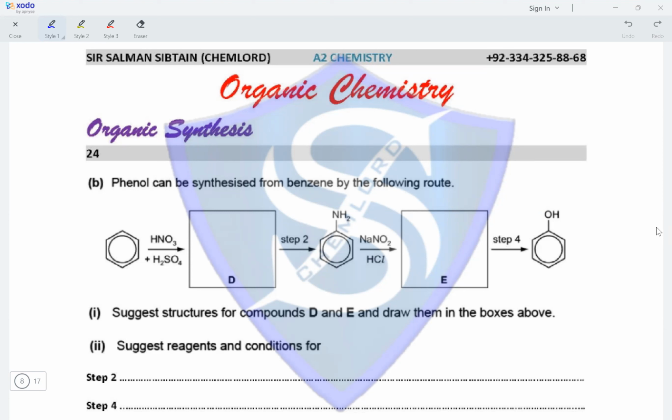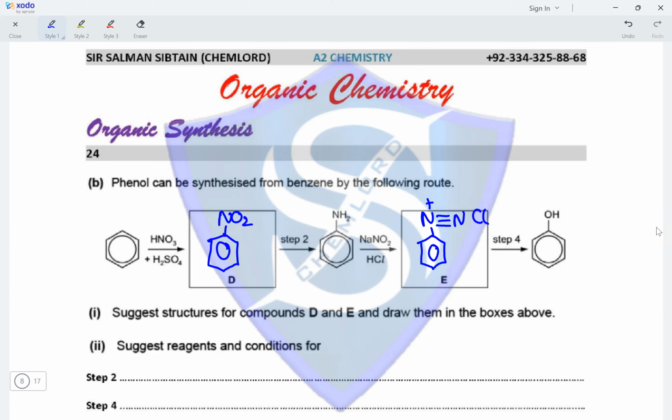So benzene on reaction with HNO3 and H2SO4 would produce nitrobenzene. The position of the nitro group is decided on the basis of the position of the NH2 group, which is the product of step 2, and the nitro group is reduced to the NH2 group, which on reaction with NaNO2 and HCl and a temperature of less than 10 degrees Celsius would result in the formation of benzene diazonium chloride. And benzene diazonium chloride upon hydrolysis at temperature greater than 10 degrees Celsius would result in the formation of phenol. Suggest structure for compound D and E and draw them in the boxes above.